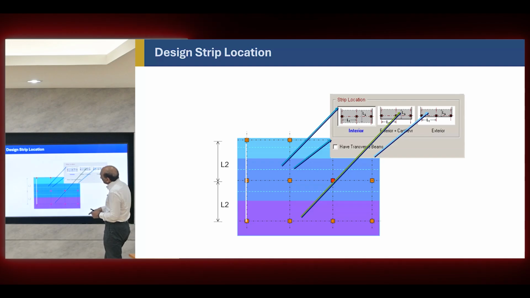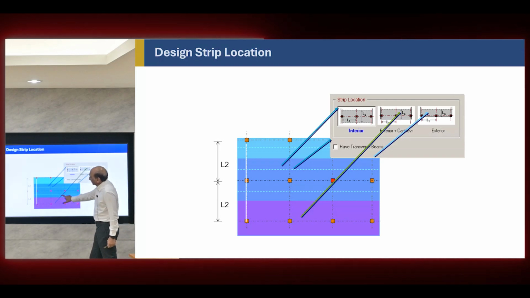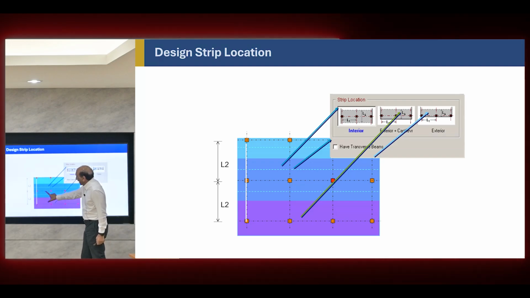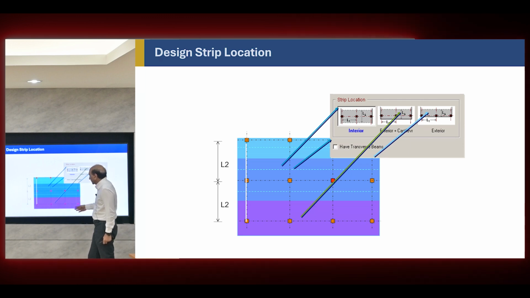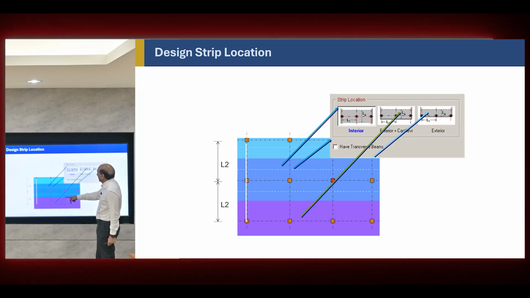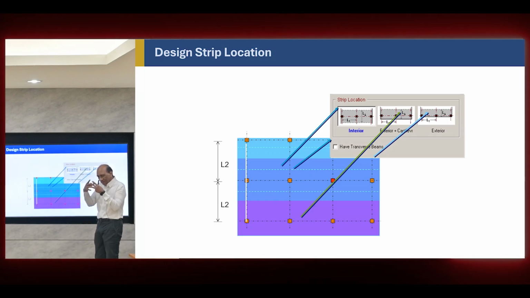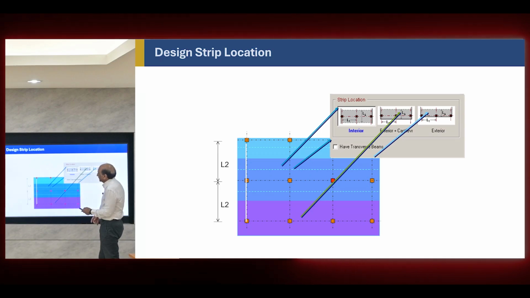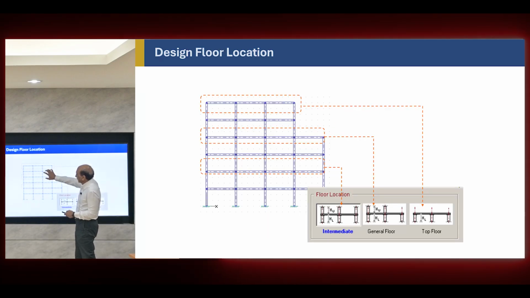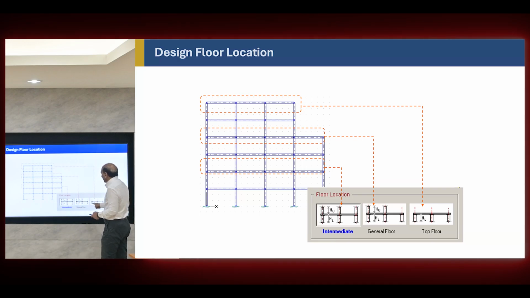So basically what will happen is that we will take the slab and we will say, okay, this is my L2, this is my L1. L1 is along the length and L2 is perpendicular to the length. From that, I can split it into three types of strip: interior strip, exterior strip plus cantilever, or an exterior strip without cantilever. So those are the strips that you can think of in the building. So in a building, you will identify these three types of strips. You can also identify a top level strip, an intermediate strip, and so on, so that you have an intermediate strip, a general floor, and a top floor.